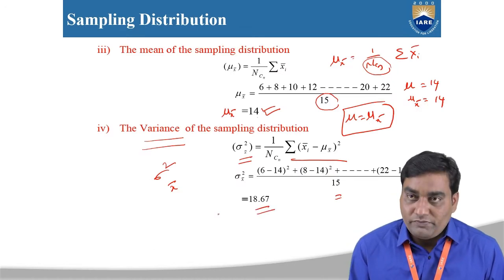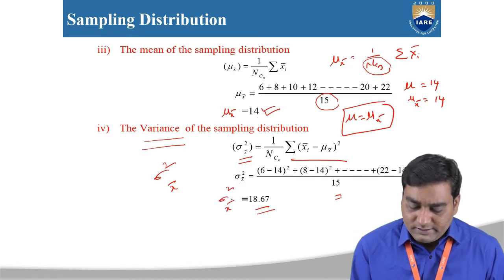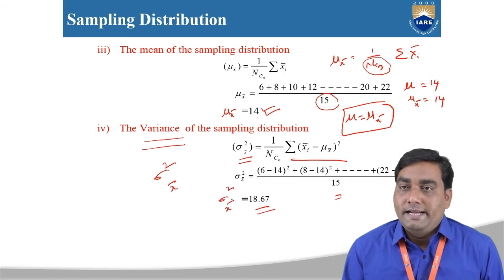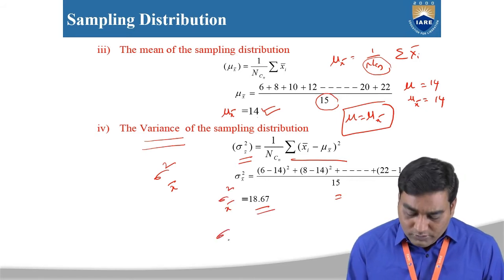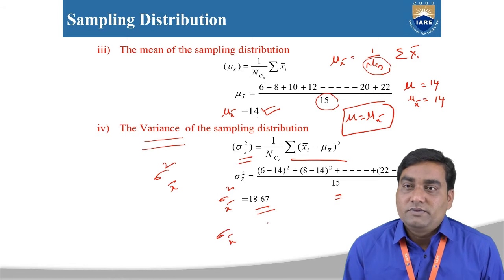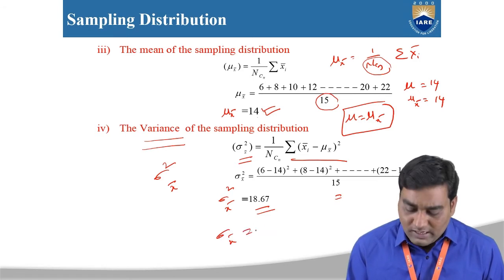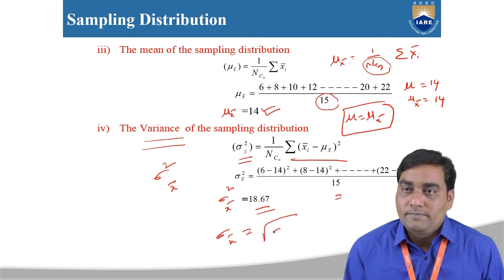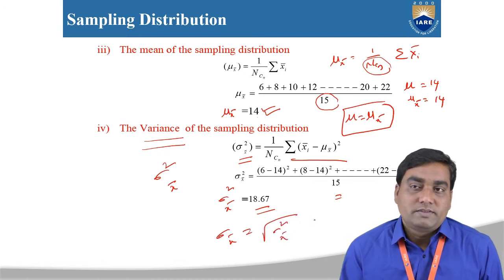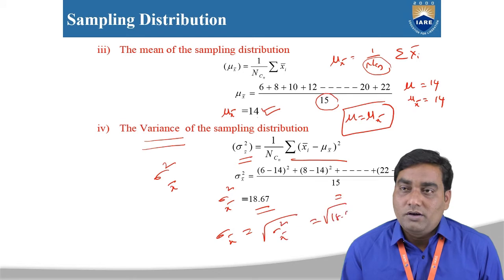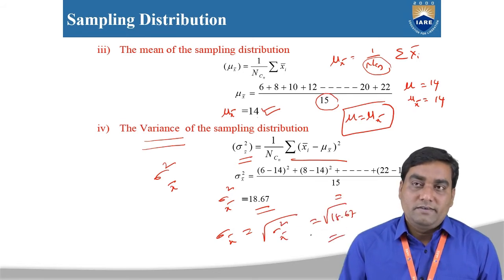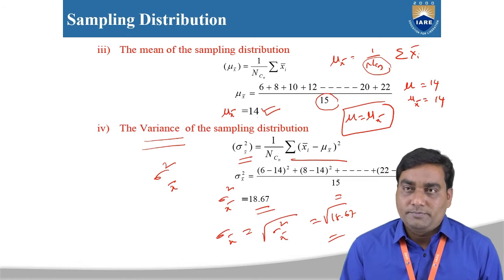So if we simplify, the variance of the sampling distribution is 18.67. After getting the variance of the sampling distribution, we can find the standard deviation of the sampling distribution, sigma x bar, which is the square root of sigma square x bar, the square root of 18.67. This is the standard deviation of the sampling distribution.